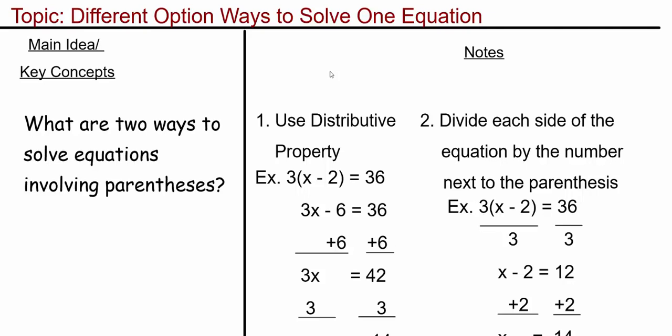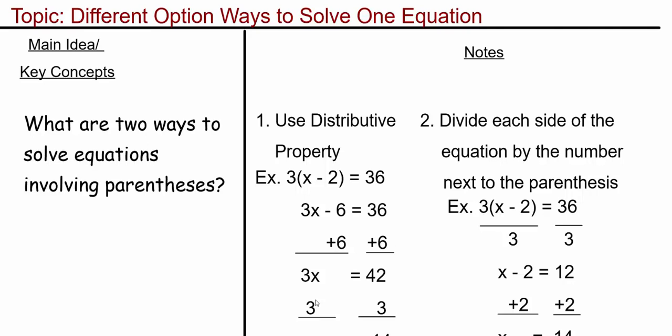Okay, what are the two ways to solve equations involving parentheses? 1, you could use the distributive property. Distribute that number outside the parentheses. 3 times x is 3x. 3 times 2 is 6. And then solve using your inverse operations.